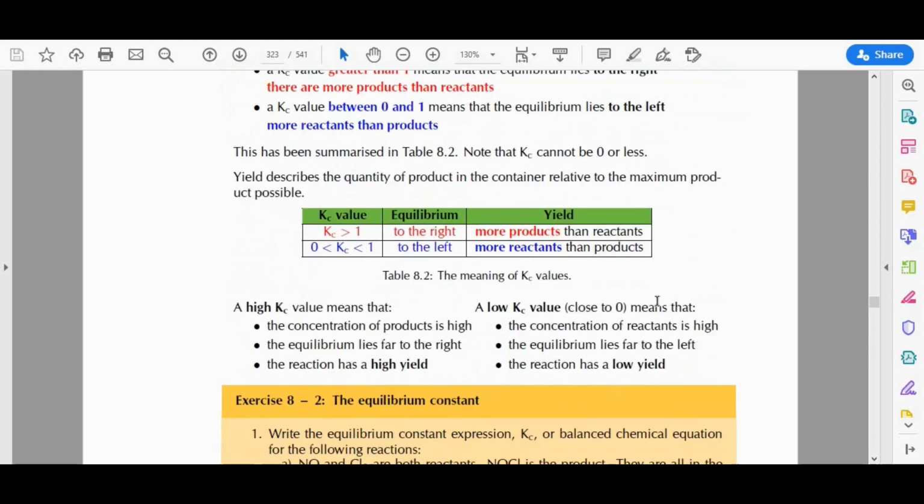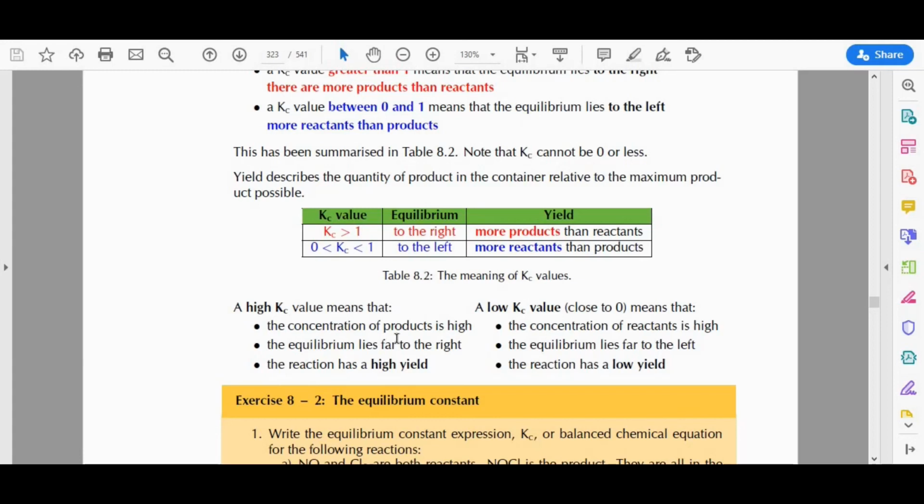This second part here is just as important, because you will need to answer those questions that they like to add at the end of each section, which say, if the Kc value had to be increased from 0.21 to 0.58, what can you tell about the concentration? Write down increases, decreases, or remains the same, something like that.